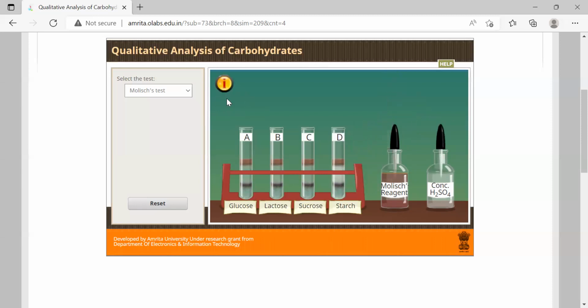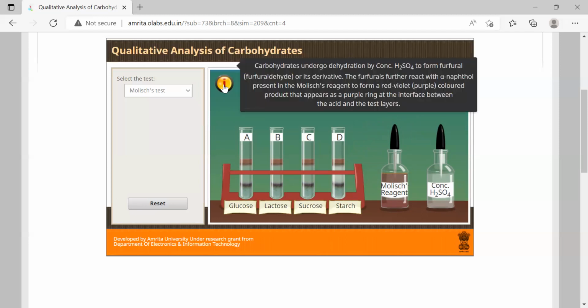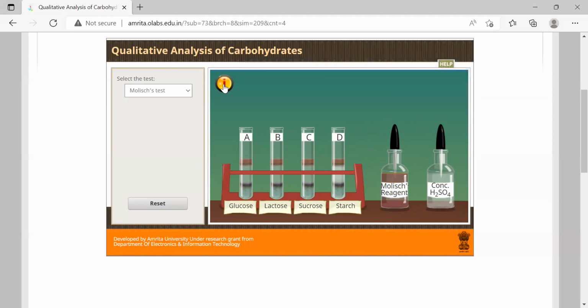Then you are going to select the information that is here by the letter I that is in red and in that yellow circle. And you can see that this is the explanation of the observations that we see in the Molisch test. You can click on that I icon several times to copy down all of the information. Let's proceed now to look at the experiment for the Fehling's test.